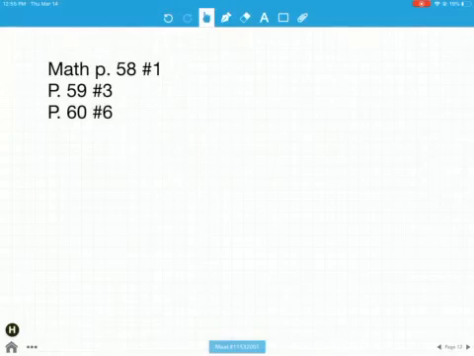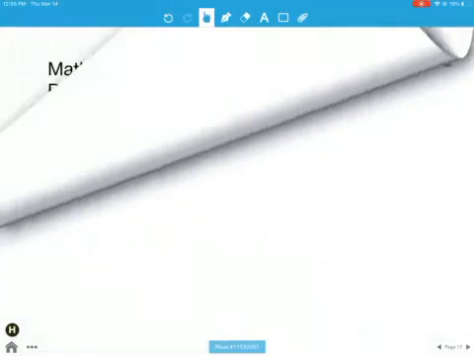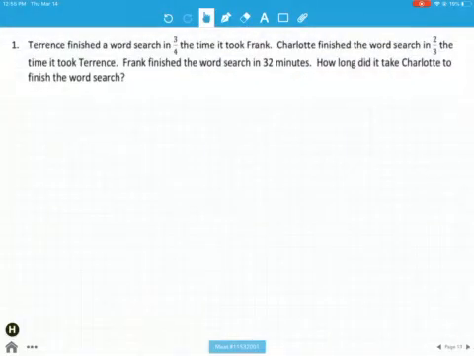All right, so I'm going to go ahead and start with number 1 and also give you number 3, just the setup. So you're going to have to finish it up. All right, Terrence finished a word search in 3/4 the time it took Frank. Charlotte finished the word search in 2/3 the time it took Terrence. Frank finished the word search in 32 minutes. How long did it take Charlotte to finish the word search?